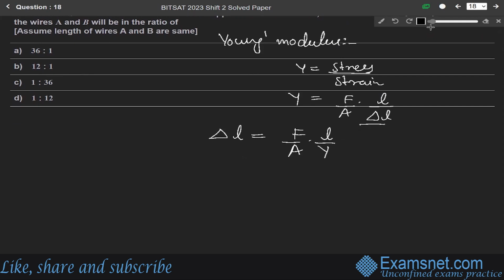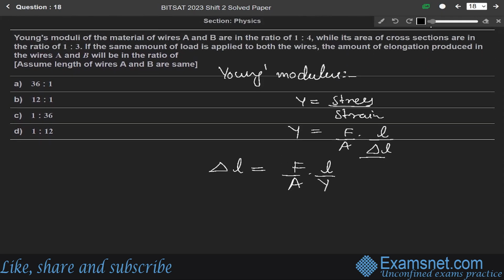Since according to the question, the same amount of load is applied to both the wires, this F and L are the same. Length is same, load is same, so this will be the same. So this will cancel out in the conditions.